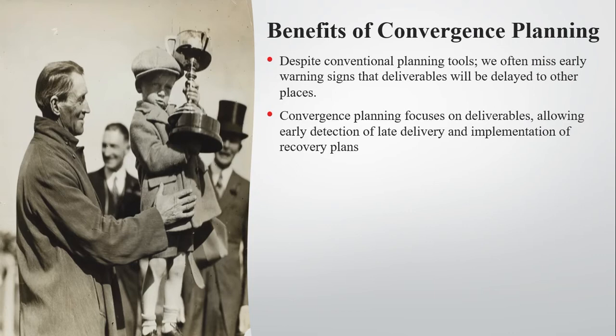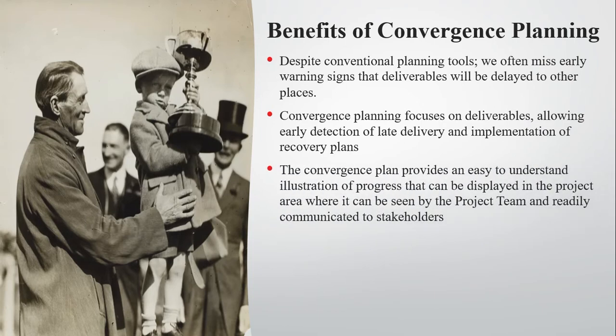The Convergence Plan provides an easy to understand illustration of progress that can be displayed in the project area where it can be seen by the project team and readily communicated to stakeholders. So I go back to something I mentioned earlier on about monitoring, about communicating, about being highly visible. The Convergence Plan needs to sit in the project environment where it's seen by everyone, understood by everyone, and watered down to something that can be legible and understood rather than buried in a 40-page plan.